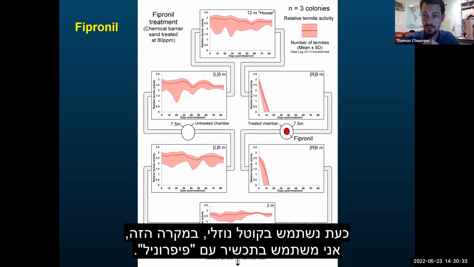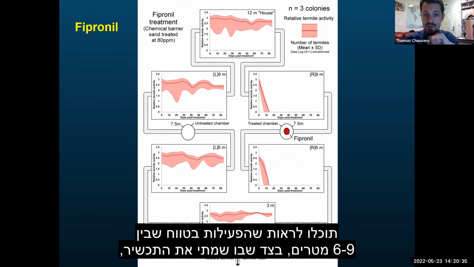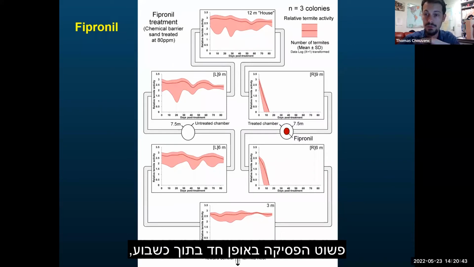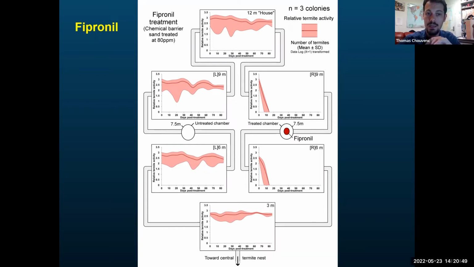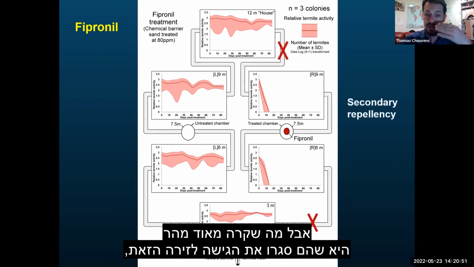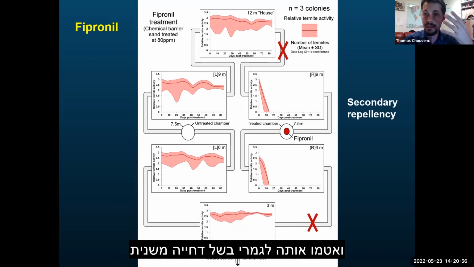Now, let's use the case of liquid termiticide. In this case, I used fipronil. And what happened is you can see that the activity between 6 and 9 meters on the side where I put the treatment just stopped radically within a week or so. What we have is an accumulation of dead termites in these arenas. But what happened really quickly is they closed the access to this arena and sealed it because of secondary repellency.